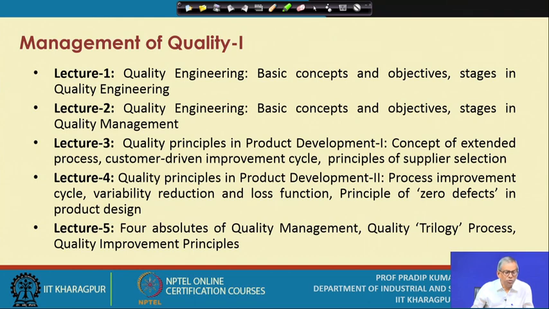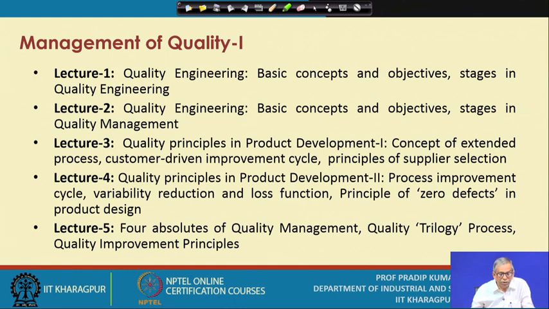And lecture 2 I will be talking about basically the quality management aspects, basic concepts and objective, and the stages in quality management. And lecture 3, quality principles in product development, concept of extended process, customer driven improvement cycle, principles of supplier selection. These are the specific topics I am going to cover.